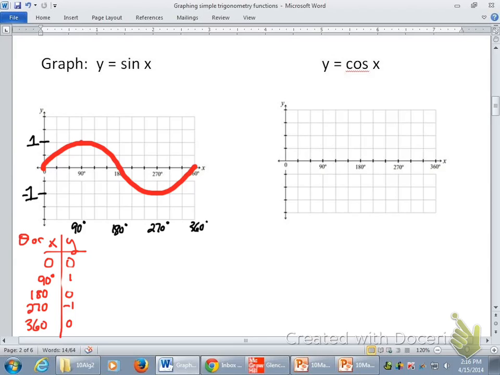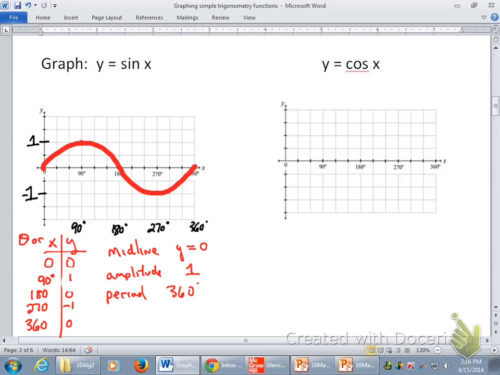Now, talk to me real quick about the main features of the sine. Talk to me about the midline. It is y equals 0. Yes, ma'am. Talk to me about the amplitude. It is 1. And talk to me about the period. It's 360 degrees. It takes 360 degrees for this regular basic sine graph to repeat itself.